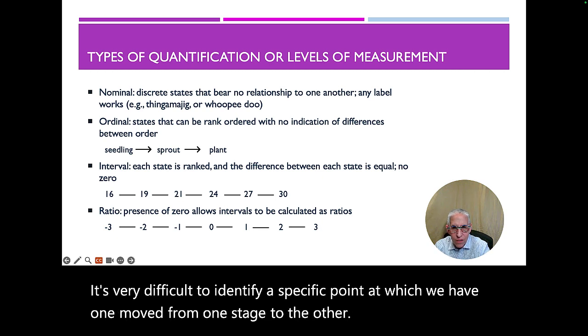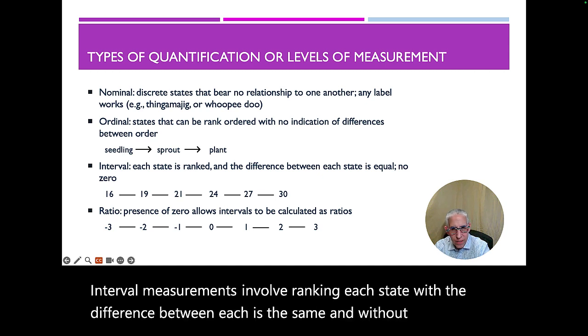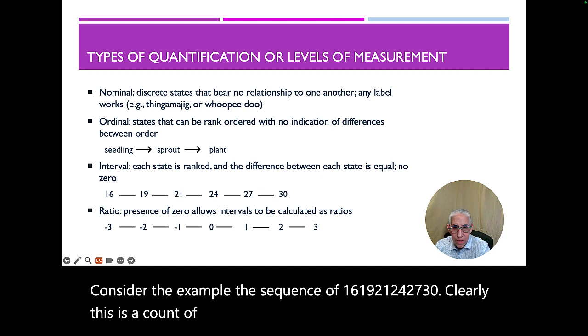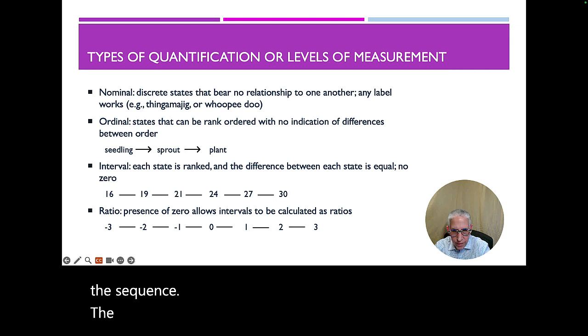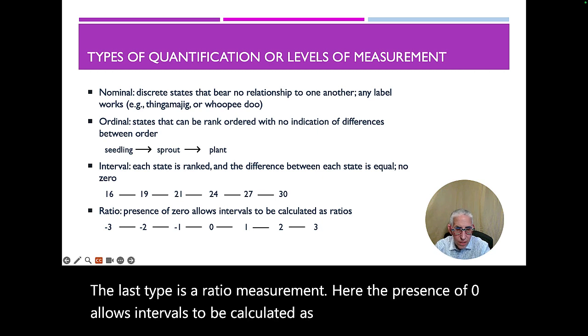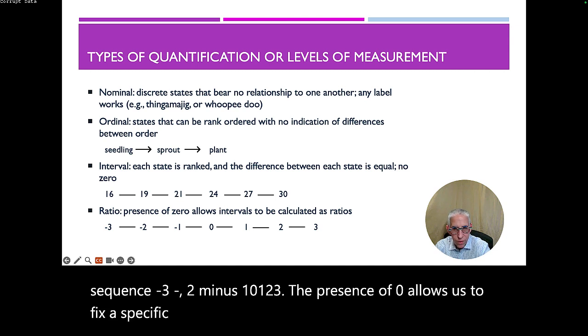Interval measurements involve ranking each state where the difference between each is the same and without a zero. Consider the sequence of 16, 19, 21, 24, 27, 30. Clearly, this is a count of 3 between each number, and that would continue throughout the sequence. The last type is a ratio measurement. Here, the presence of 0 allows intervals to be calculated as ratios. Consider this sequence: -3, -2, -1, 0, 1, 2, 3. The presence of 0 allows us to fix a specific ratio between two things.